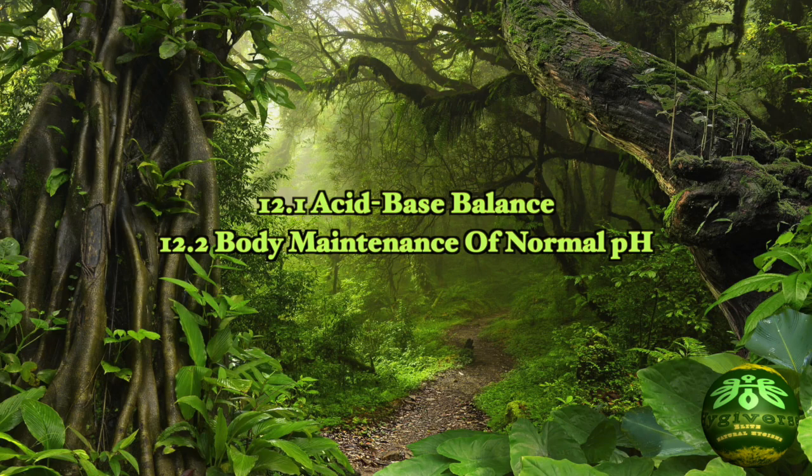12.2. Body maintenance of normal pH. In order to maintain a proper pH in the bodily fluids, so that acidosis and alkalosis will not manifest, three major physiological control systems exist within the body. The first mechanism involves a buffer system for the hydrogen ion fluctuations. All bodily fluids are supplied with acid-base buffers which combine with any acid or alkaline substance and prevent excessive change in the hydrogen ion concentration.